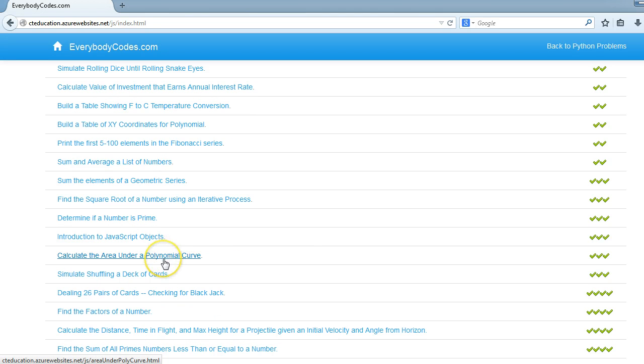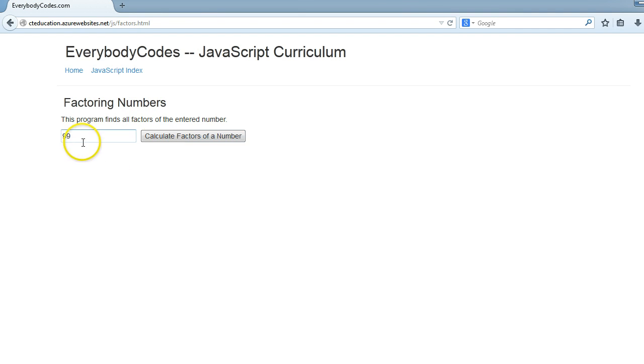Here we can do some statistics-like problems such as simulating shuffling a deck or dealing decks and calculating the odds of blackjack. Let's find the factors of a number. Here's a good one. What are all the factors of 99?